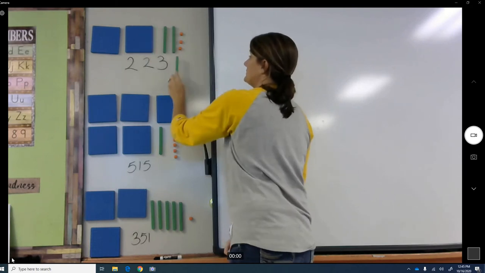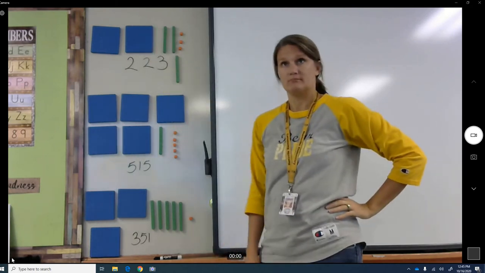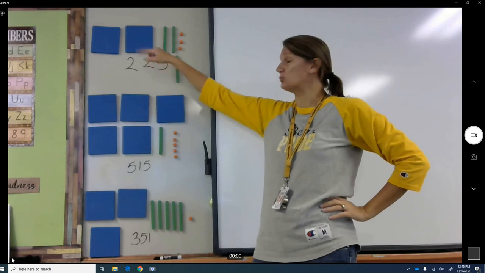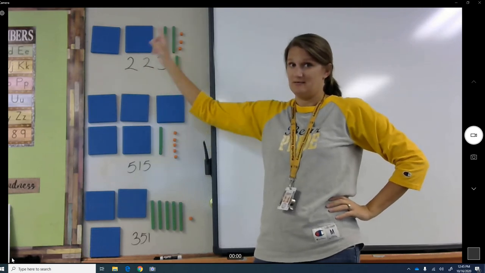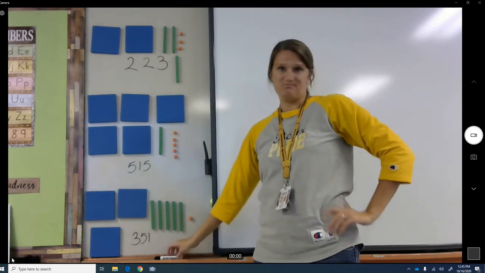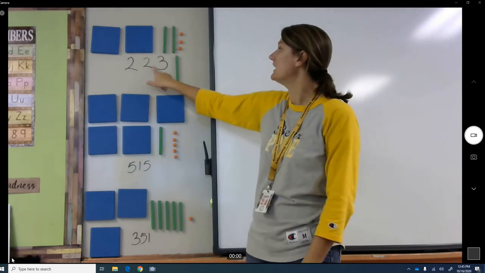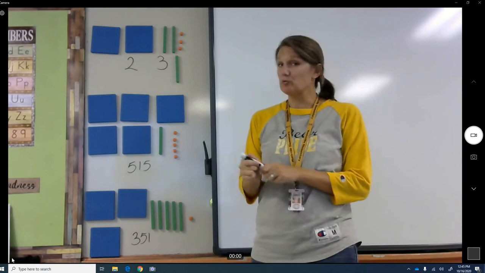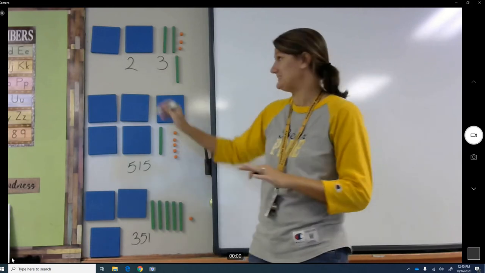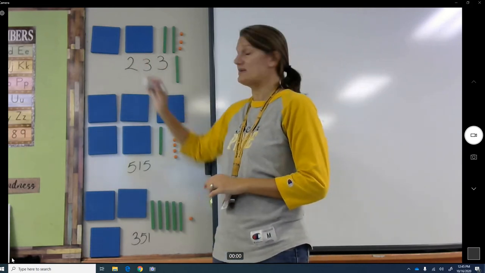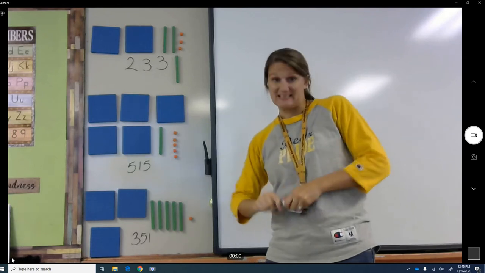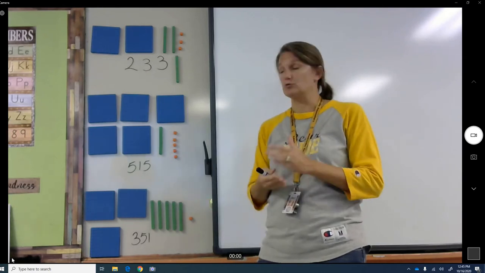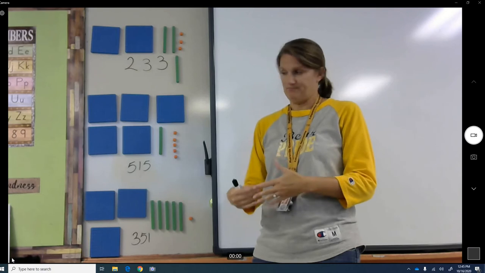How have I changed the number? I can stick it down here. Is this still 223? Now it's 233. Since I'm adding tens, it only changed the tens place. Now I don't have 2 tens, I have 3 tens. And it changed the number to 233.